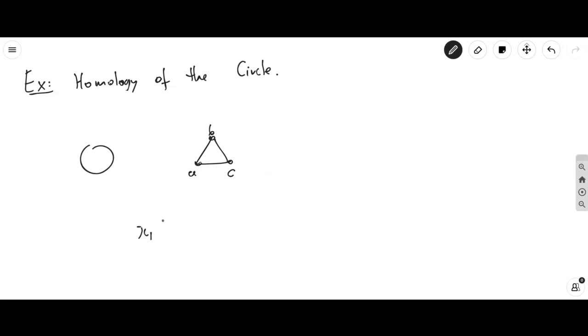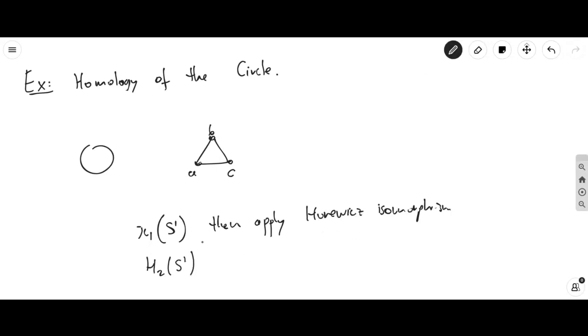Another thing you can do is you can calculate the fundamental group of the circle and then apply the Hurewicz isomorphism. And since the fundamental group of the circle is already abelian, it is the group of integers, its abelianization is the integers again. So the first homology of the circle is the integers. But the problem is the Hurewicz isomorphism does not tell you anything about H2 of the circle. So we still have to calculate H2 of the circle. However, if you triangulate the circle, then the triangulation will determine the homology of all dimensions.